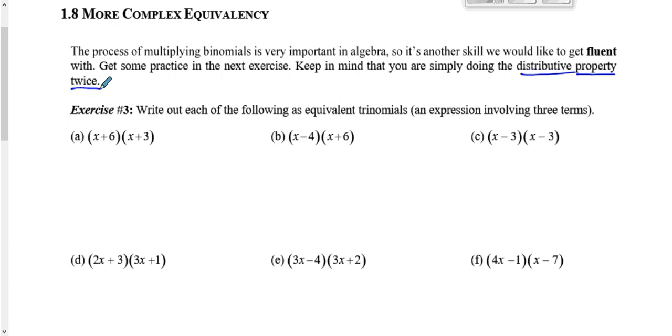Okay? So what we're going to do to multiply these two binomials is first distribute the x to that other one, and then distribute the 6 through there. We're just going to distribute twice. Okay? So when we do that, distribute the x. What do we get? X squared plus 3x. Now distribute the 6: plus 6x plus 18. And now we can combine the like terms.